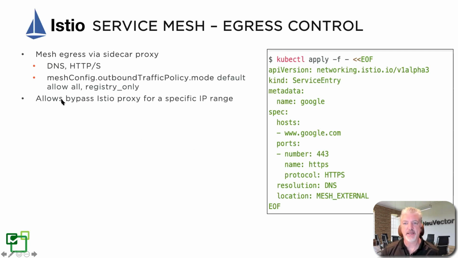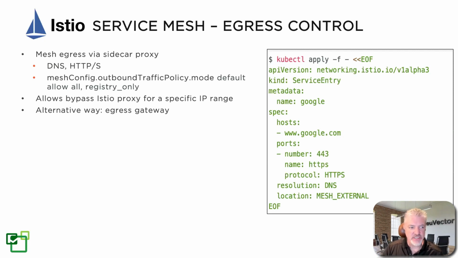So we can allow a bypass for the Istio proxy for a specific IP range. So if you want to go to an IP address directly and not go through the proxy, you can configure that egress to work that way as well. You can also implement egress control via an egress gateway, which will allow you to do external HTTP and HTTPS services from applications inside the mesh.